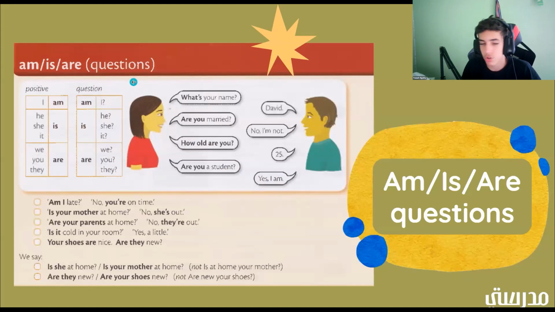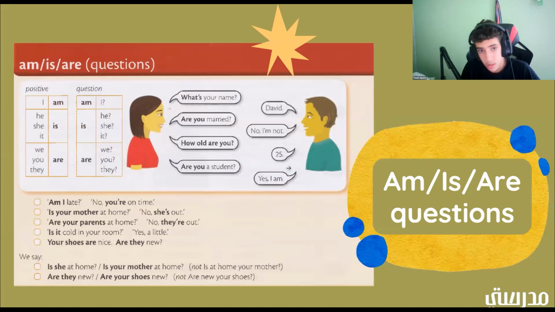This is the newest introduction. For the questions, there are no combinations. We have am I. It's kind of like the opposite of these. We have I am, and then we have am I. Am I, is he, is she, is it. Then we have are we, are you, are they.